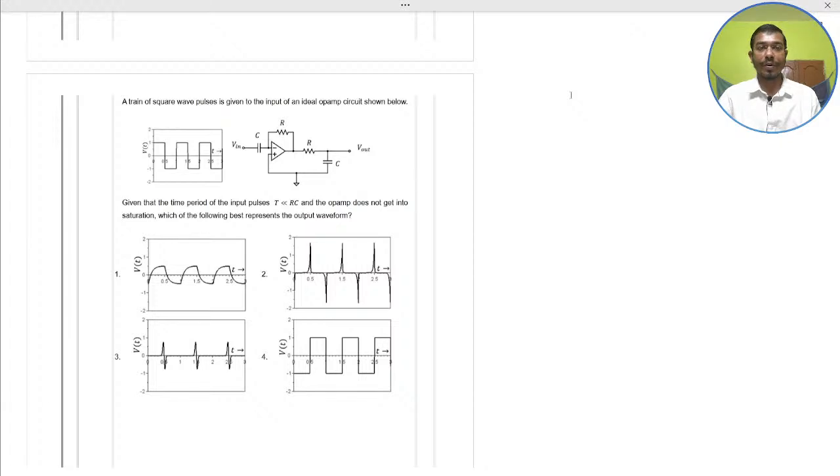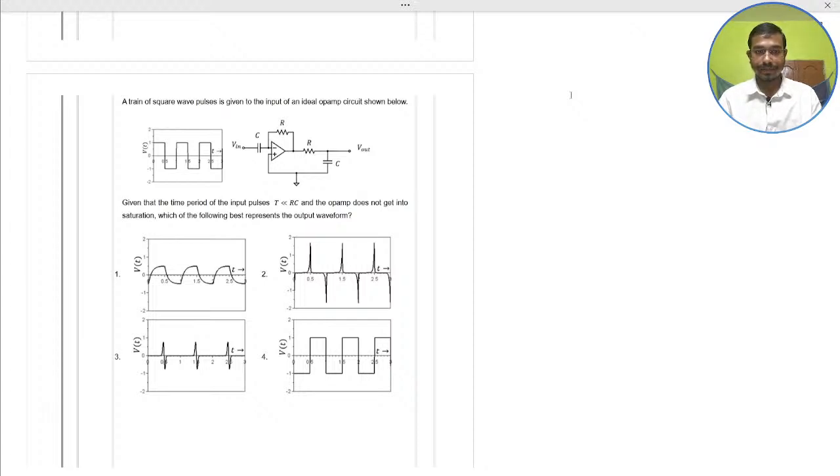A train of square wave pulses is given to the input of an ideal op-amp circuit given that the time period of the input pulse T is less than RC and the op-amp doesn't get into saturation. Which one of the following best represents the output waveform? This is from op-amp electronics.